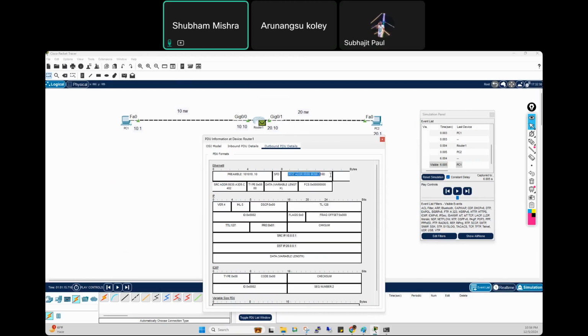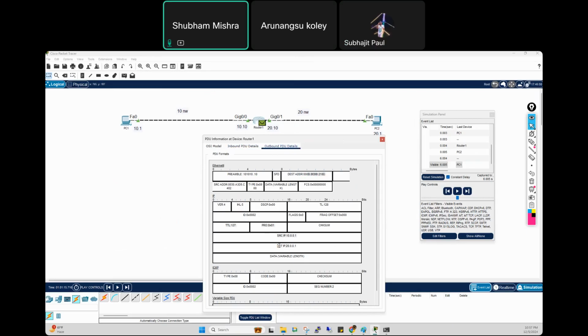Now, what is the destination MAC address? Here, what was the destination MAC address? C4A0. That is the MAC address. In outbound, what is the destination MAC address? Is there a change? The destination MAC address is 218D. It means your router will check the ARP protocol.